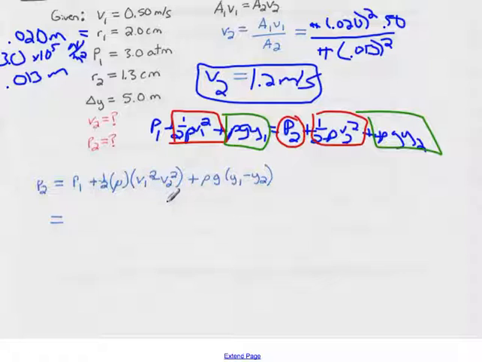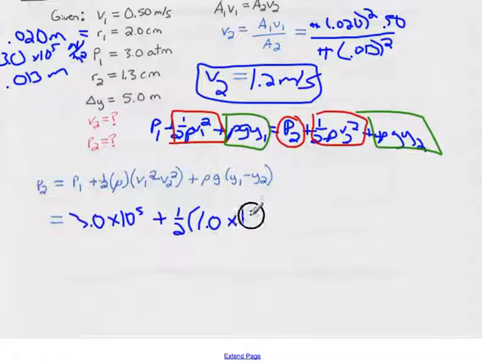I'm a little sloppy on this one, but the first pressure we said 3 atmospheres, or 3.0 times 10 to the 5th, plus then we had a half. What was our rho here? What rho should we use? What kind of fluid are we using? Well, it's water, which has a specific gravity of 1. Or if we use SI units, which we have to, then we get 1.0 times 10 to the third. Remember, we're not looking at the specific gravity, we're looking at density, rho for water.